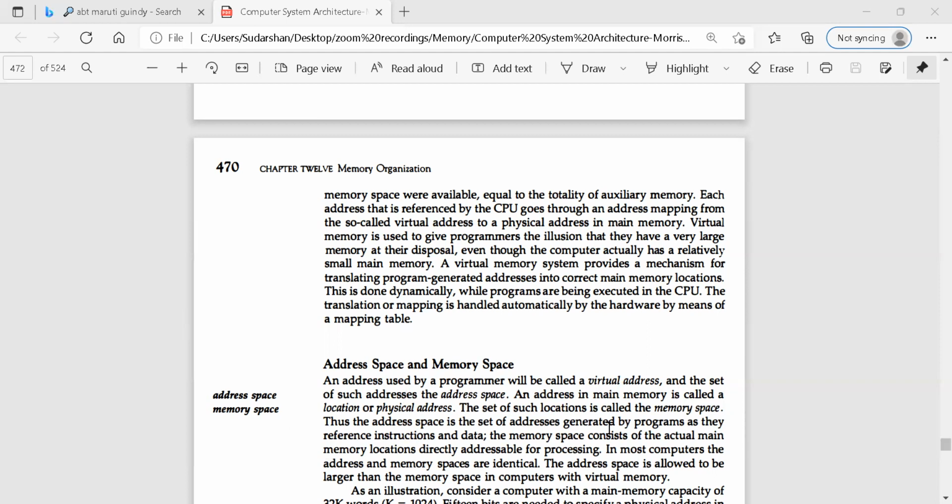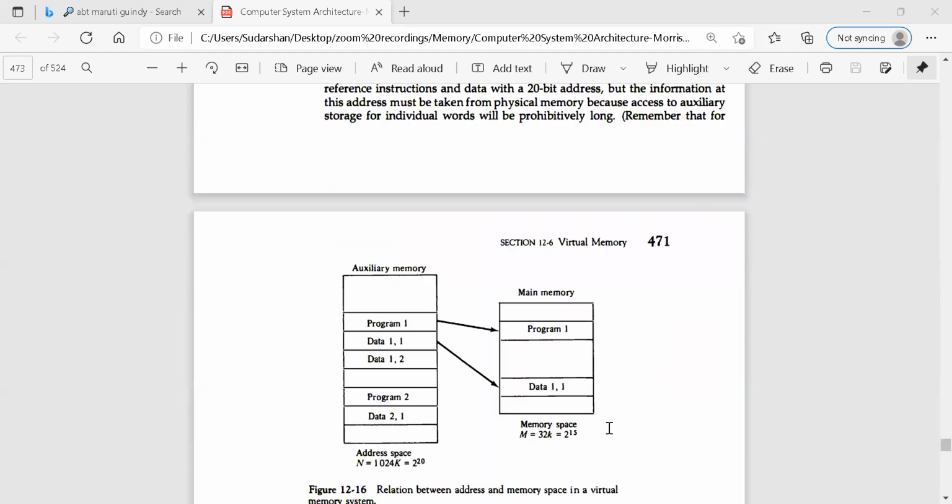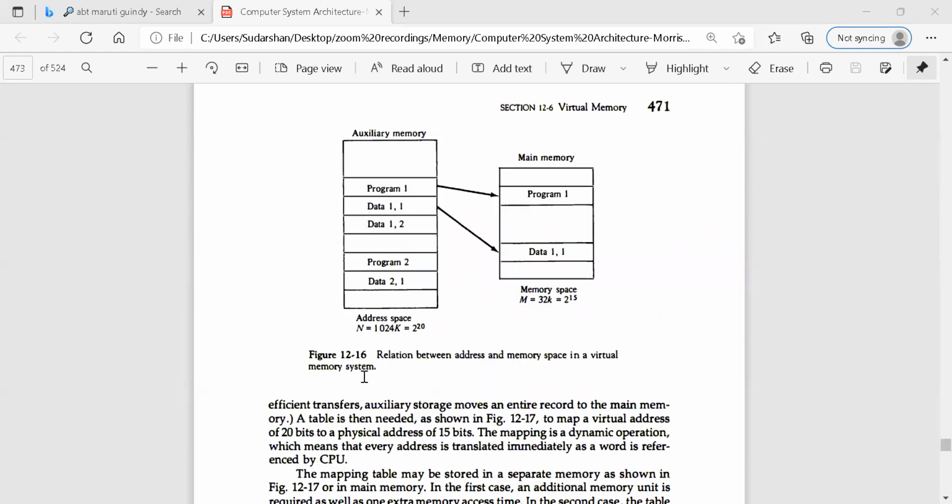Let us come to how implementation is done. Take a look at diagram 12-16 of the book by Morris Mano, the relation between your address space and memory space. You see here, my program size or auxiliary memory capacity is 1024K, which is equal to 2 power 20. This is my N. And main memory capacity is only 32K, which is equal to 2 power 15.